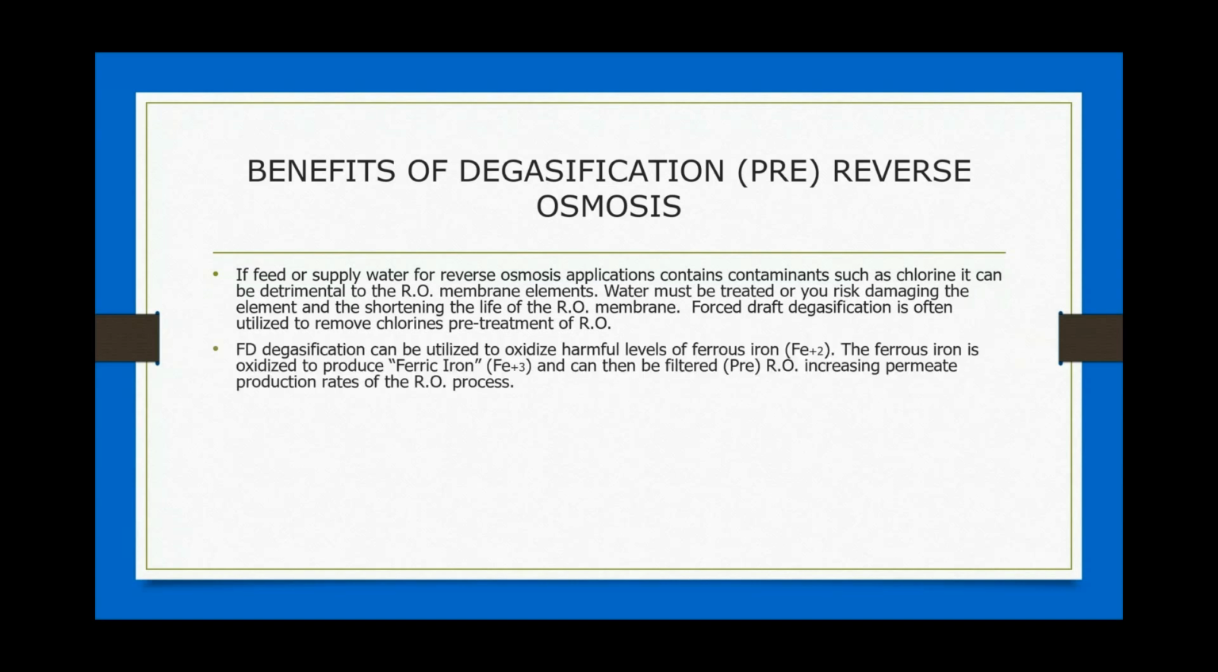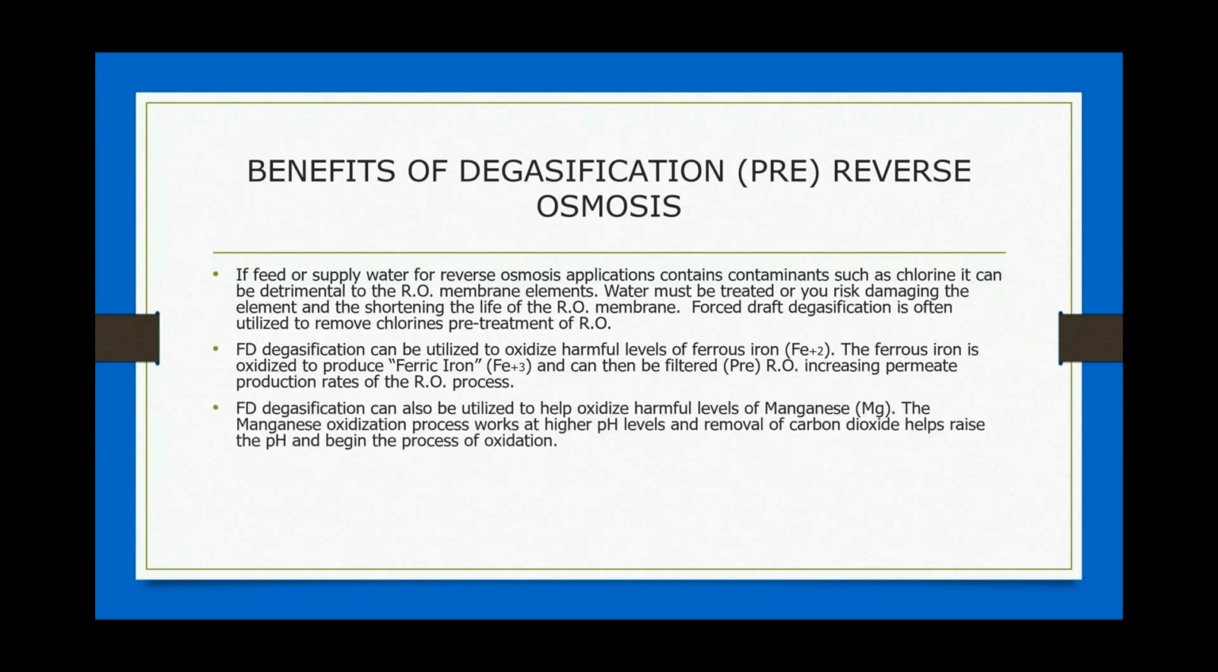And it can also be utilized for removal of ferrous iron. Ferrous iron is oxidized to produce ferric iron and then can be filtered pre-RO, increasing production rates of the RO process. Forced draft degasification can also be utilized to help remove harmful levels of manganese. The manganese oxidation process works at higher pH levels, so the removal of carbon dioxide helps raise the pH and then begin the process of oxidation.